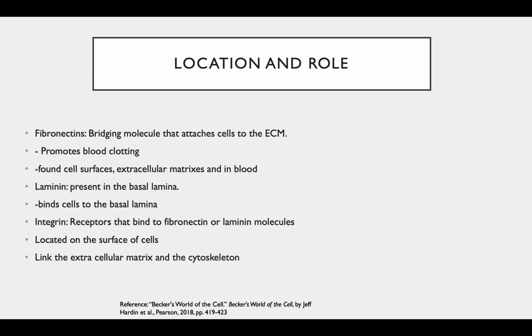Laminin is present in the basal lamina and binds cells to it. The basal lamina underlies epithelial cells and separates them from connective tissue. Basal lamina surrounds muscle cells, fat cells, and Schwann cells and serves as a structural support that maintains tissue organization and is a permeability barrier that regulates the movement of molecules as well as cells.